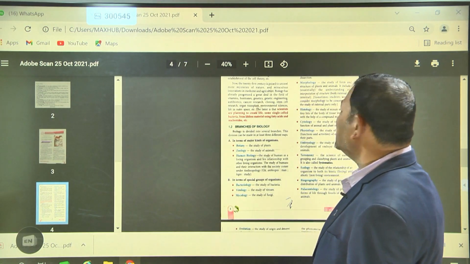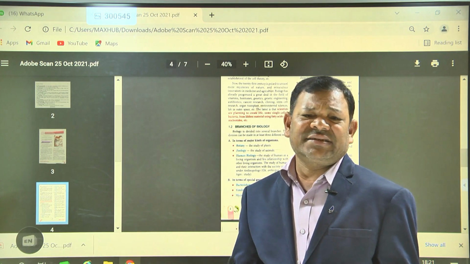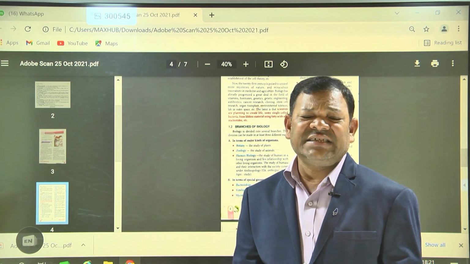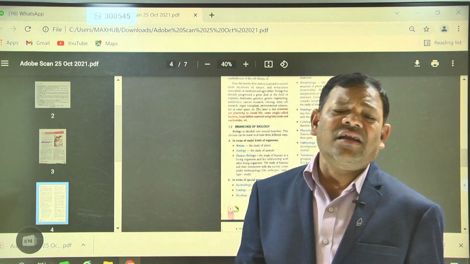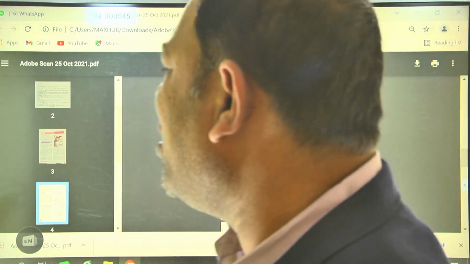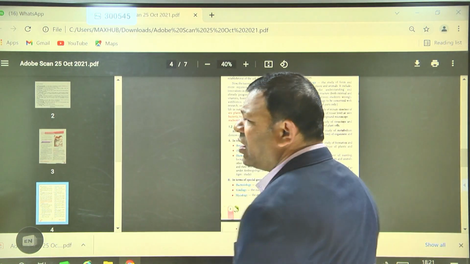Morphology means the study of the organism. Internal organs and external organs are studied. That is a branch of science that deals with the internal organs and external organs. That is called morphology.